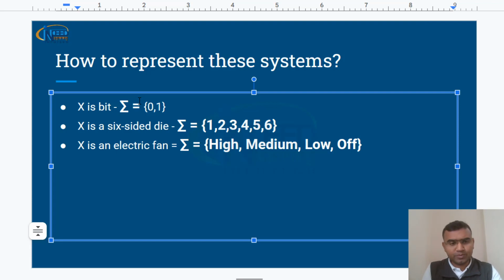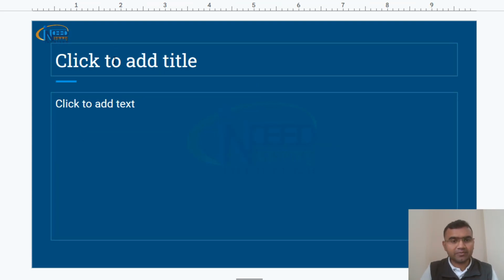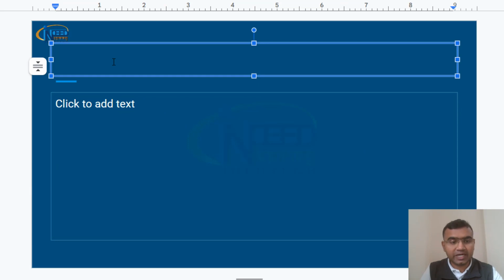Now, let me take some example. So this is how we can represent. Okay. Now, how basically we can represent in terms of probabilities.